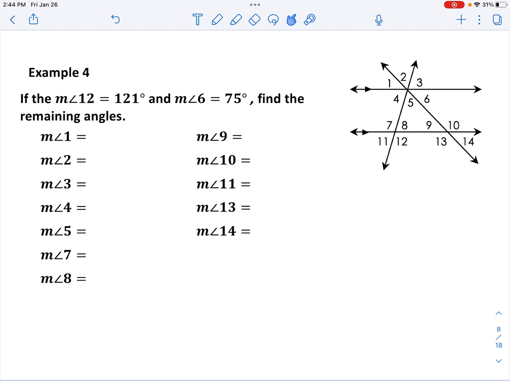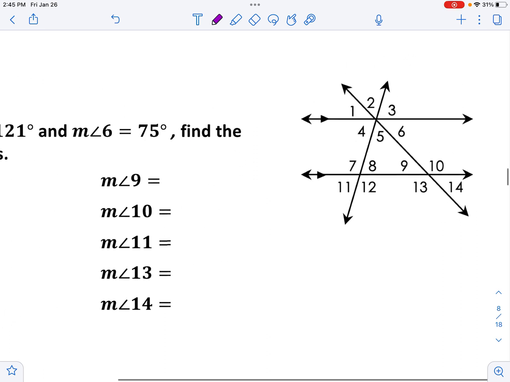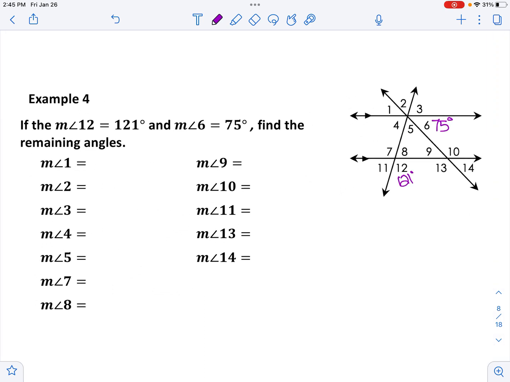Okay, so it says if the measure of angle 12 is 121 degrees, and the measure of angle 6 is 75 degrees, find all of these other ones. Okay, well, let's see if we can do that. I think we can. So really you just kind of want to see what do you have. Well, you know that 1 and 6 are vertical angles, so we're going to say that's 75 degrees.